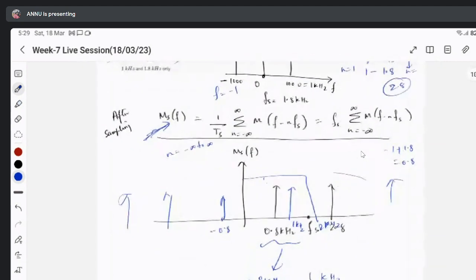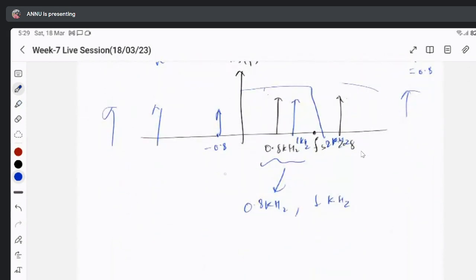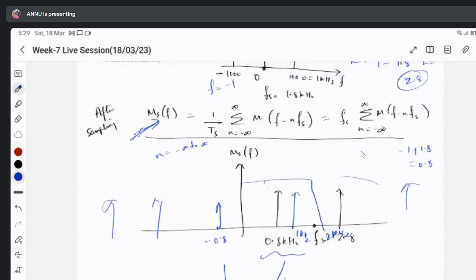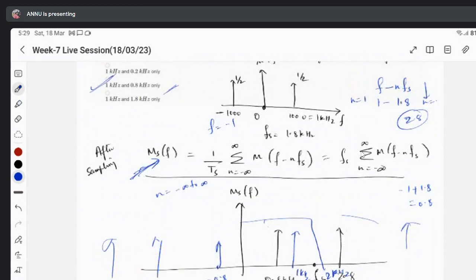Did you get it, sir? Okay. So you only consider the positive side. Yes, we have to only consider the positive side in this type of question. We cannot consider the negative side. Negative frequencies never exist. So why have we considered minus here? Because we have Fs as plus. So 1.8 minus 1 is making it positive, which is important to us.